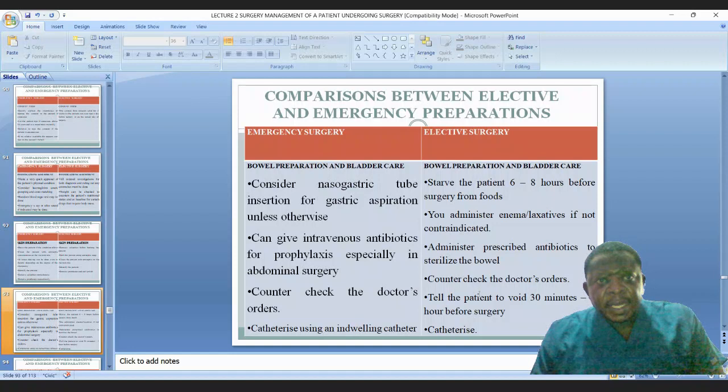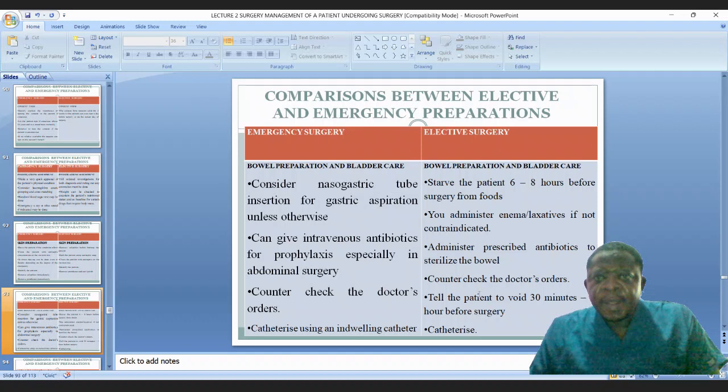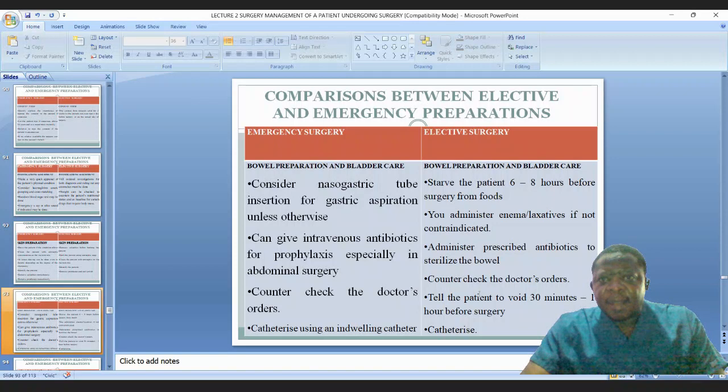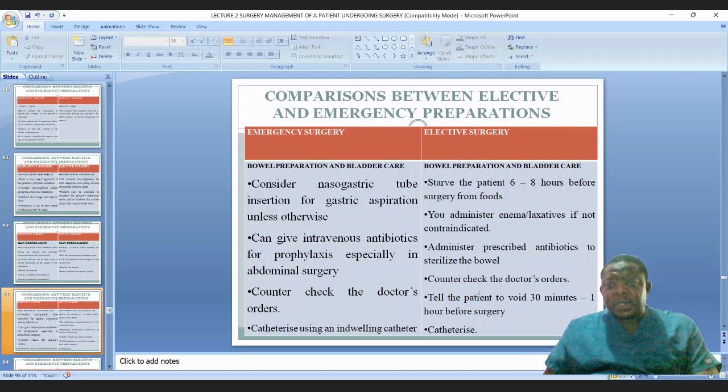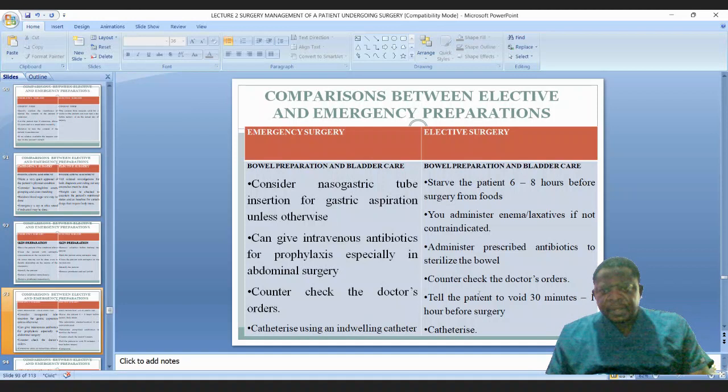Okay, so to do with bowel preparation and bladder care in an emergency situation, you can consider inserting a nasogastric tube. You can give intravenous antibiotics for prophylaxis and countercheck doctor's orders. You catheterize the patient using an indwelling catheter. For bowel preparation and bladder care in elective surgery, you can starve the patient 6 to 8 hours before surgery, and administer enema or laxatives if not contraindicated. You can administer prescribed antibiotics to sterilize the bowel, countercheck the doctor's orders, and tell the patient to void 30 minutes prior to surgery. And then you can also catheterize, just like in emergency.